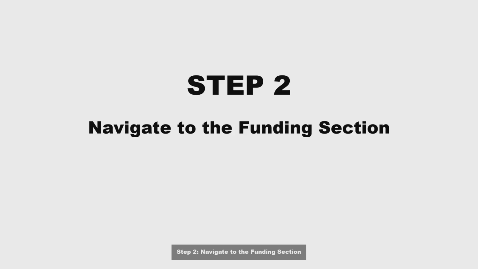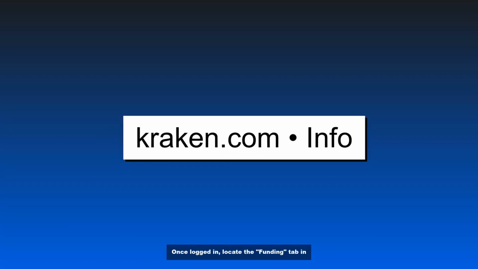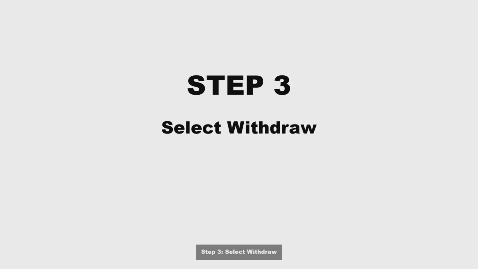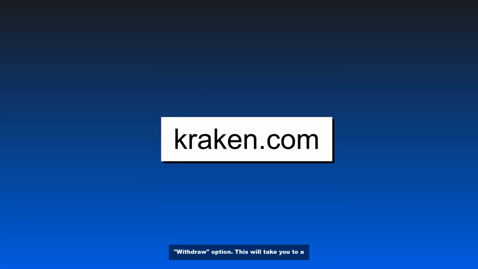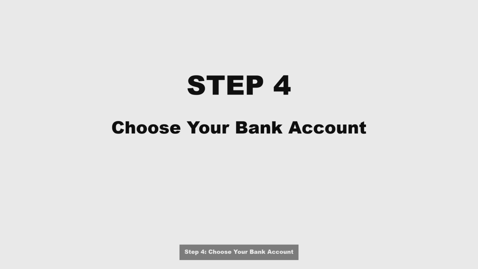Step 2. Navigate to the funding section. Once logged in, locate the funding tab in the main menu. Click on it to access your deposit and withdrawal options. Step 3. Select withdraw. In the funding section, find and click on the withdraw option. This will take you to a page where you can choose the currency you wish to withdraw.